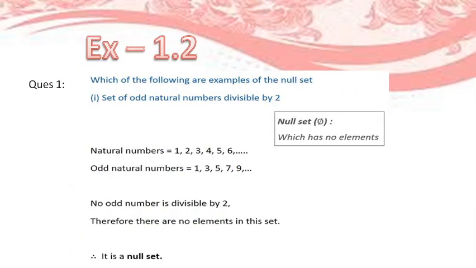Now let's discuss a few questions of exercise 1.2. Let's take question number 1. Which of the following are examples of null set? So first part, let's take set of odd natural numbers divisible by 2.